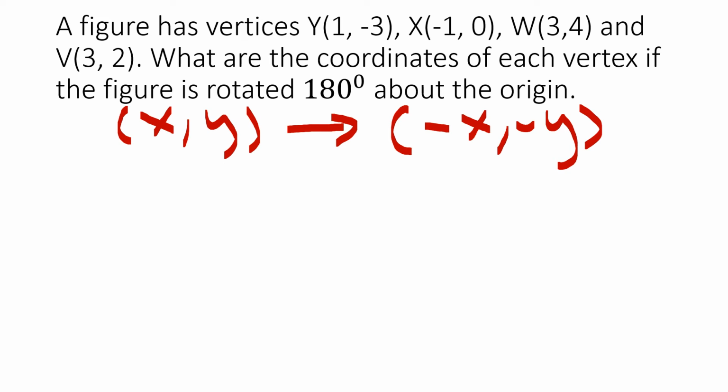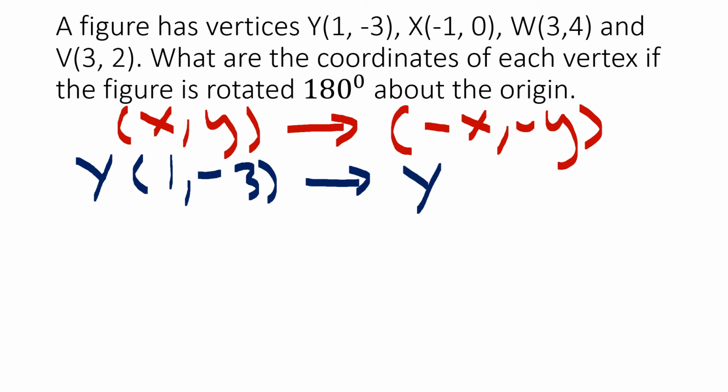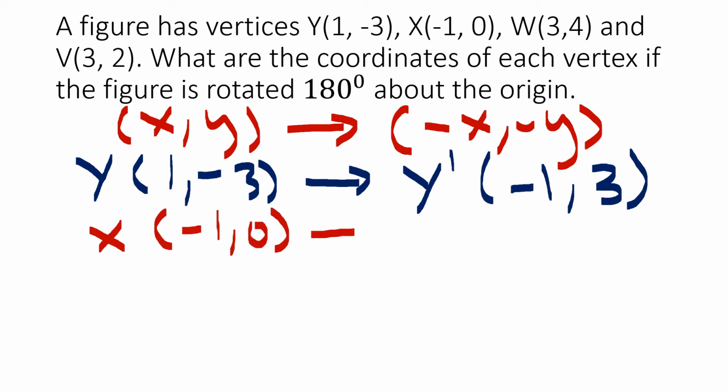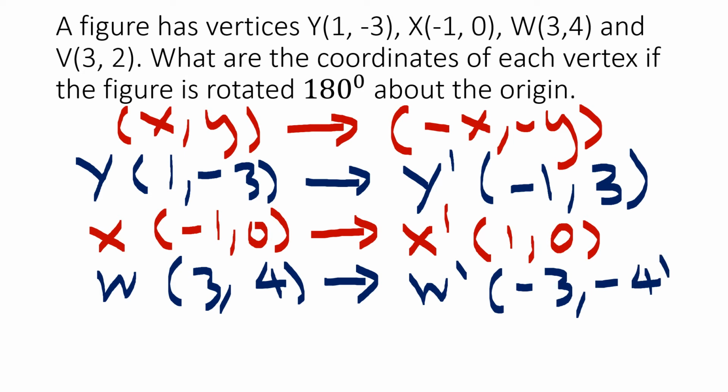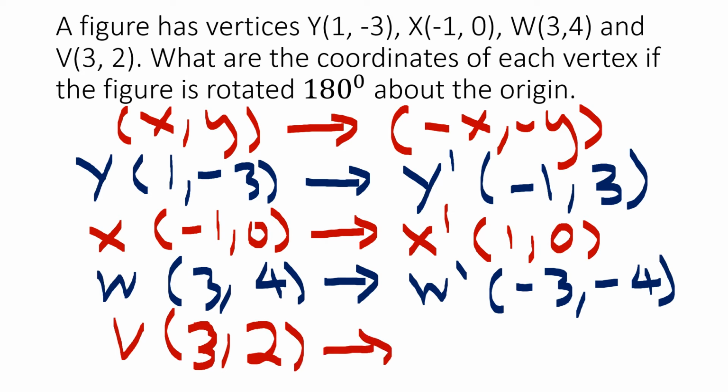For example, we have Y is (1, -3). Our Y prime will become (-1, 3). X is (-1, 0). Our X prime will become (1, 0). Our W is (3, 4). W prime will become (-3, -4). V is (3, 2). V prime will become (-3, -2).